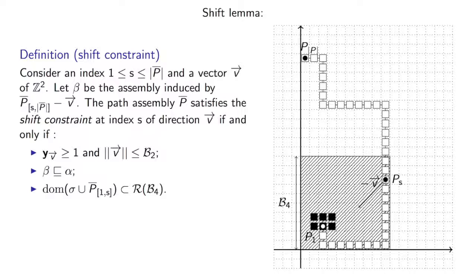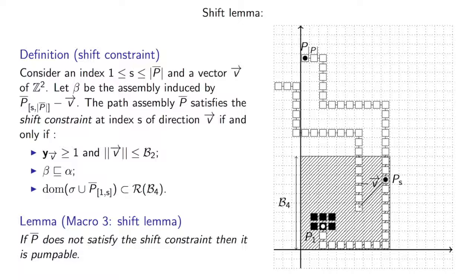Now consider minus V. Consider the translation by minus V of the segment of P from S to the last tile of P. The path assembly satisfies the shift constraint for S and V if the assembly induced by this translated segment is a subassembly of the unique terminal assembly alpha. The shift lemma states that there exist S and V such that the path assembly P satisfies the shift constraint for S and V, otherwise P is pumpable.